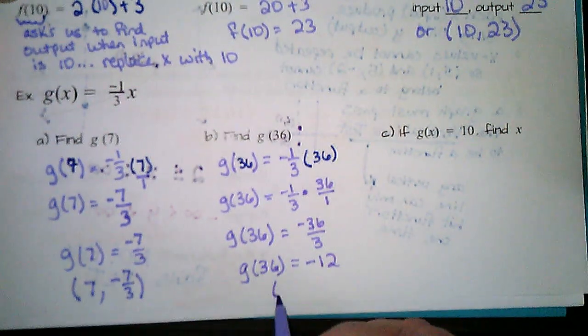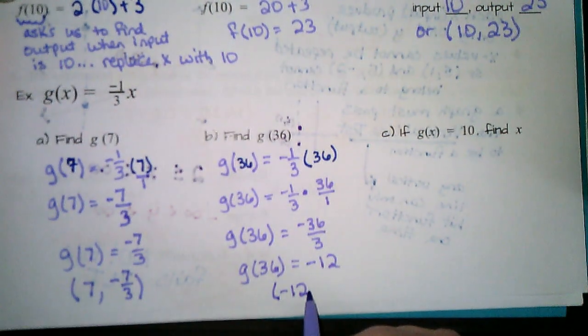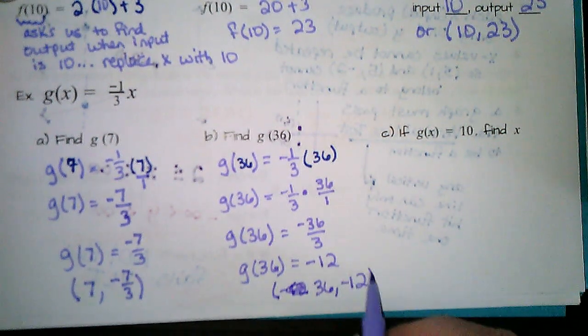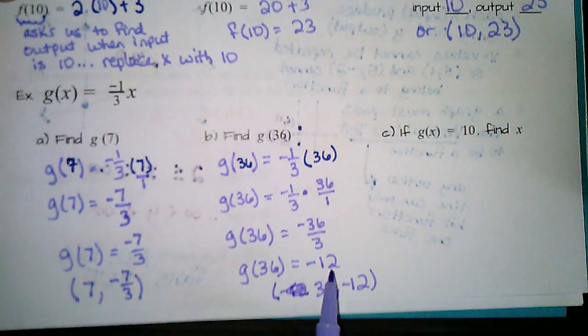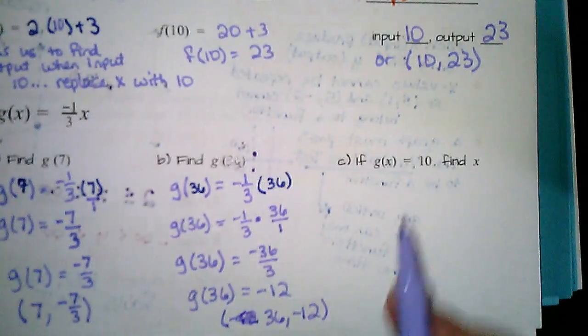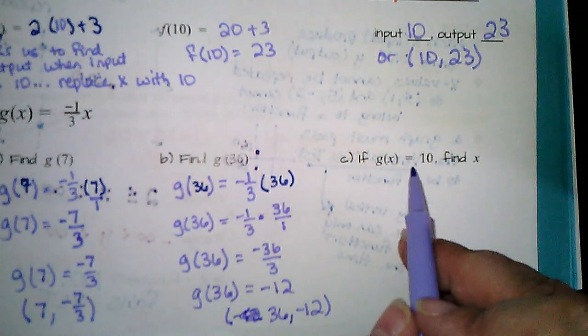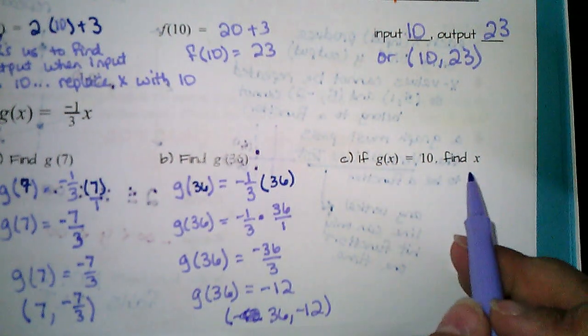So that means my ordered pair would be... nope, Mrs. Black, you did it backwards. 36, negative 12. Whatever's in the parentheses is your x, whatever's over here is your y. Okay, now this one's a little tricky. It says if g of x equals 10, find x.